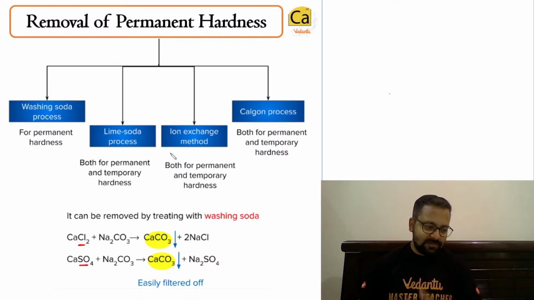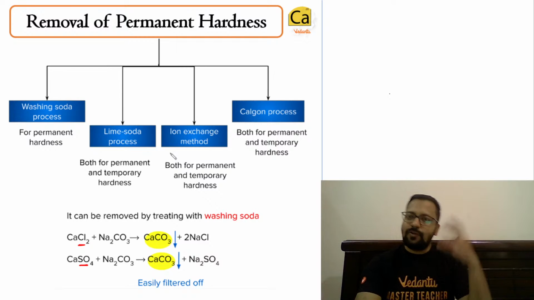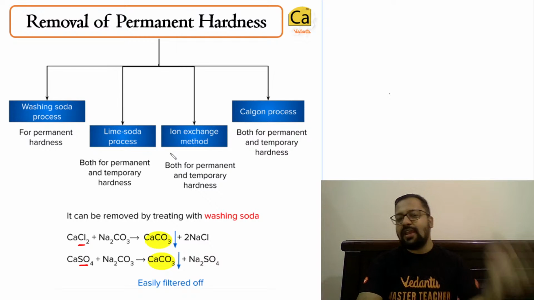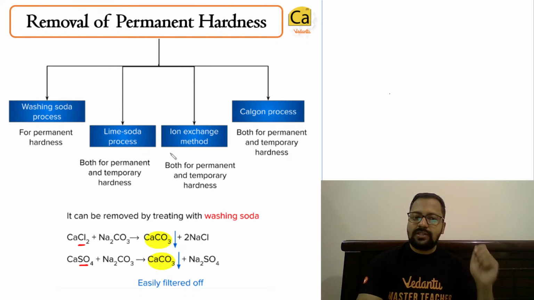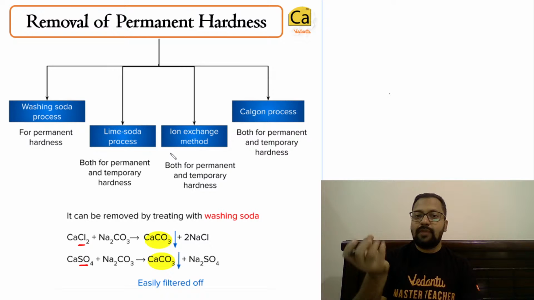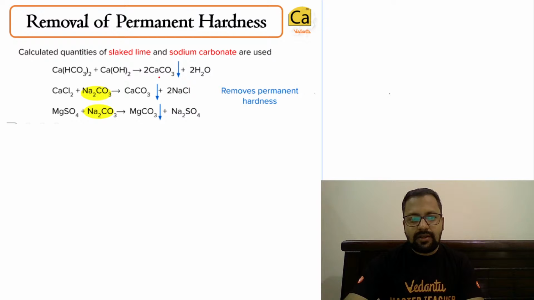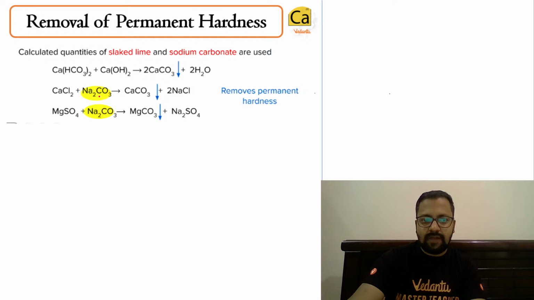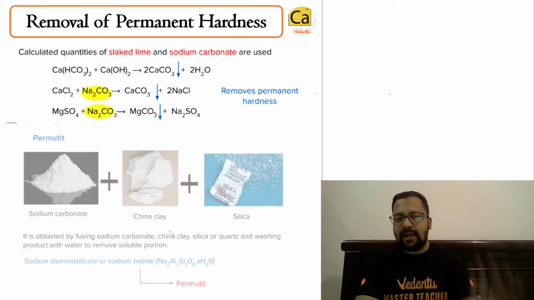Okay, sodium carbonate. Now the lime soda process is where you take lime, slaked lime, and react it with these compounds. Again, a double displacement reaction takes place, which causes the precipitation of calcium. You can see calcium carbonate. Calcium chloride will turn into calcium carbonate and magnesium carbonate. So this removes the permanent hardness.